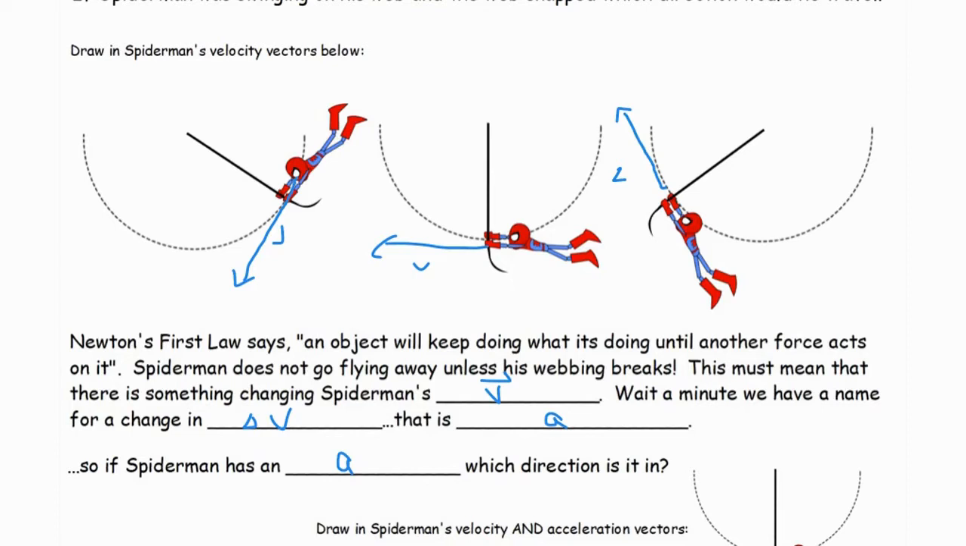So Spider-Man has a velocity in this direction. If we think about the direction the velocity is changing, so the velocity is turning this way, we need an acceleration that's going to be turning the velocity that way as well. The only thing that Spider-Man is in contact with is that webbing. That's the only way that he can accelerate. So Spider-Man's acceleration is actually towards the center. We call this centripetal acceleration, and we are going to spend quite a bit of time this week talking about centripetal acceleration, centripetal forces, and what it means.